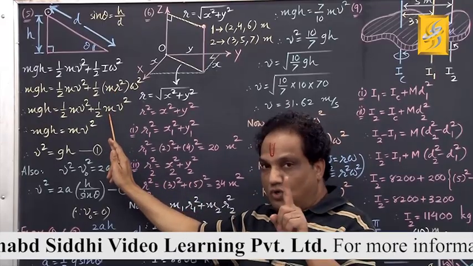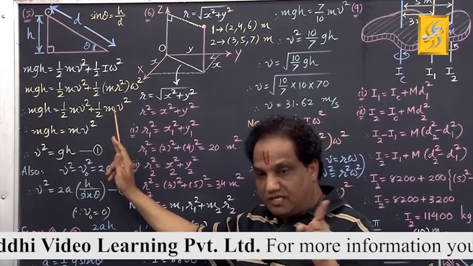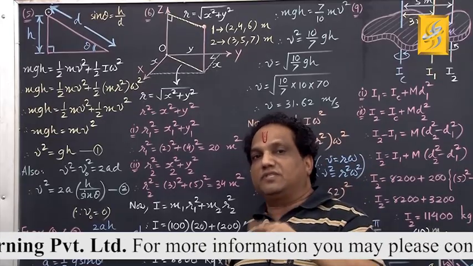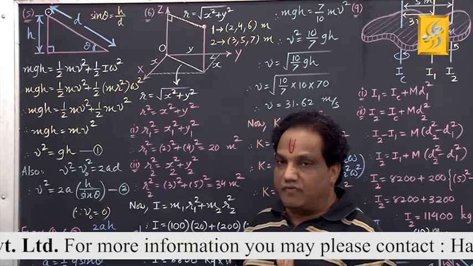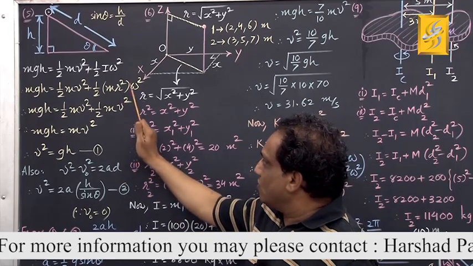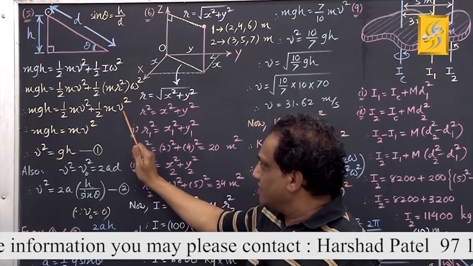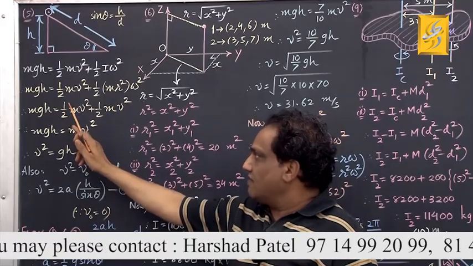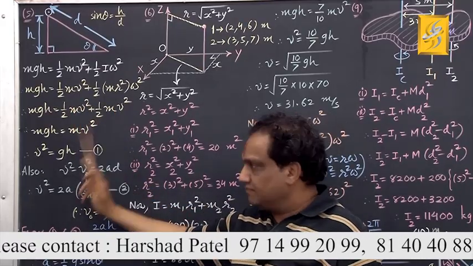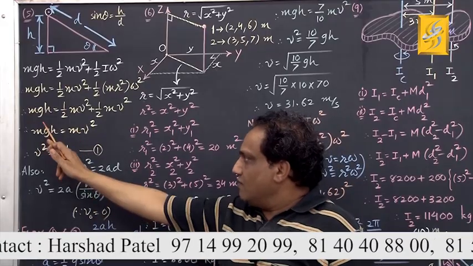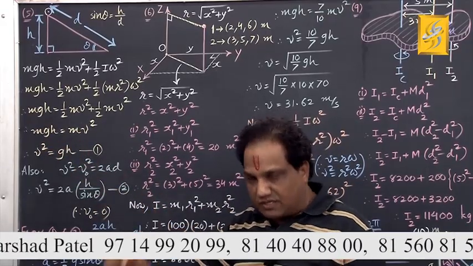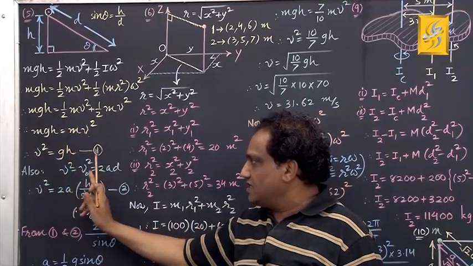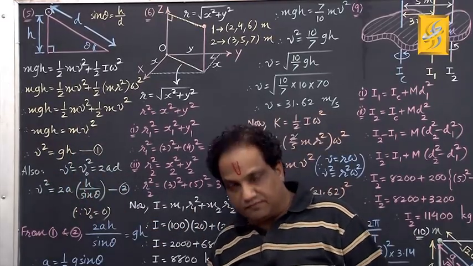Don't you know v equals r omega? So v square equals r square omega square. Just pick reverse, r square omega square equals v square. So here it is, r square omega square is v square. Now mv square, if you take common, inside the bracket 1 by 2 plus 1 by 2, that is 1. So it is mv square. Now m and m get cancelled, giving you v square equals gh. Give it equation number 1.